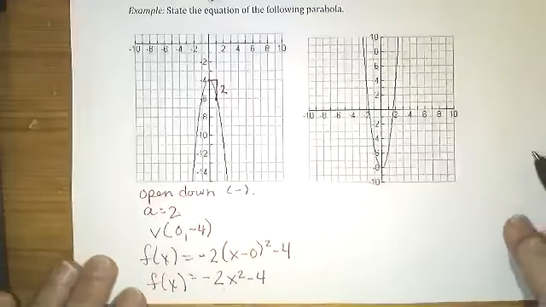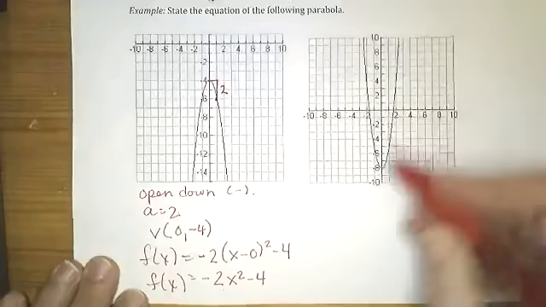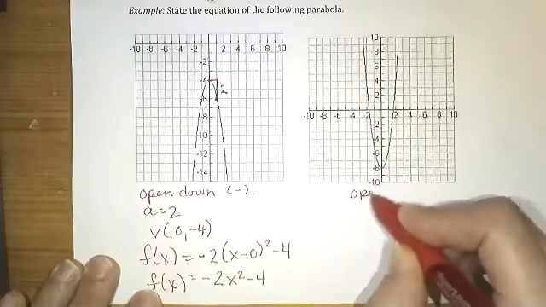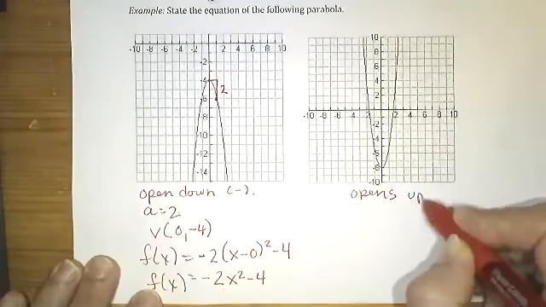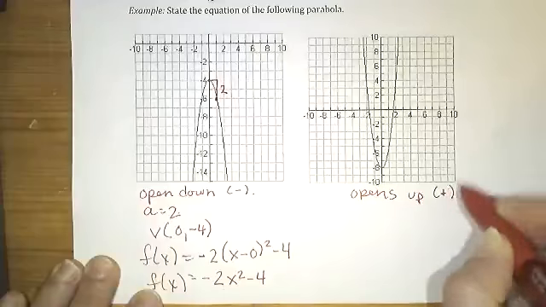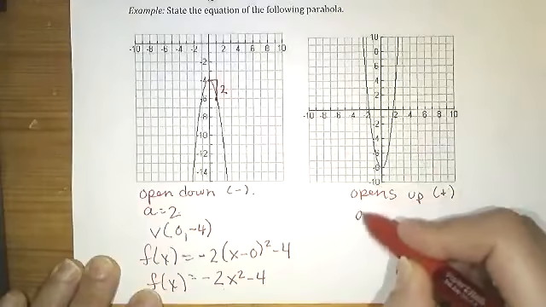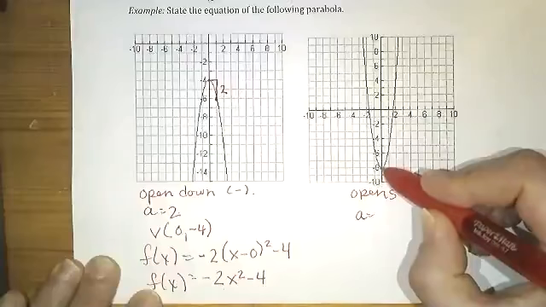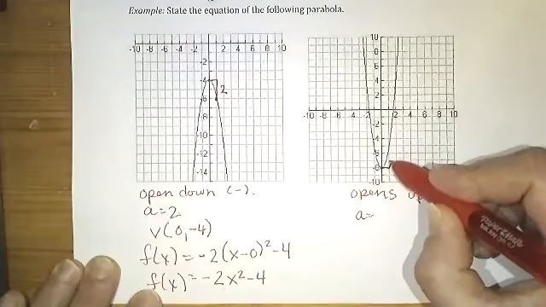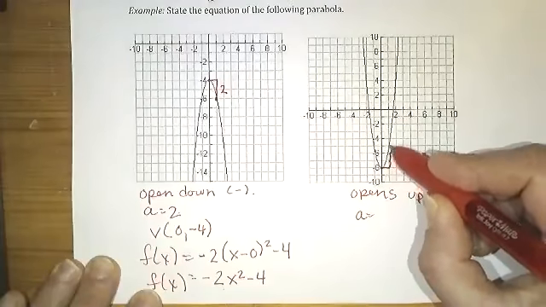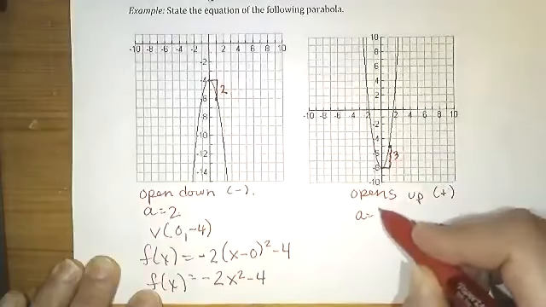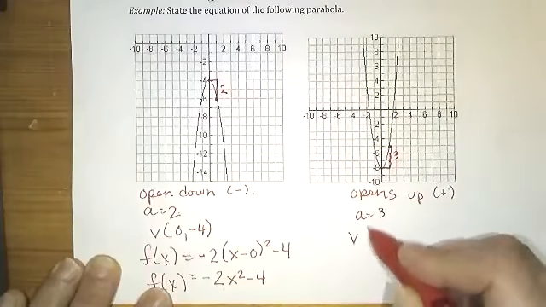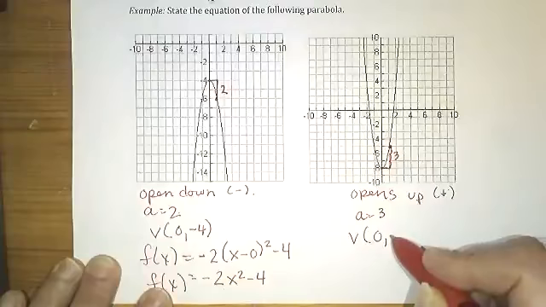Let's look at our last example. Once again, this one opens up, so we'll have a positive sign. For our A value, once again, we come to our vertex, go over 1, and we go up 1, 2, 3 this time. So we have an A value of 3, and the vertex is 0 and -8.